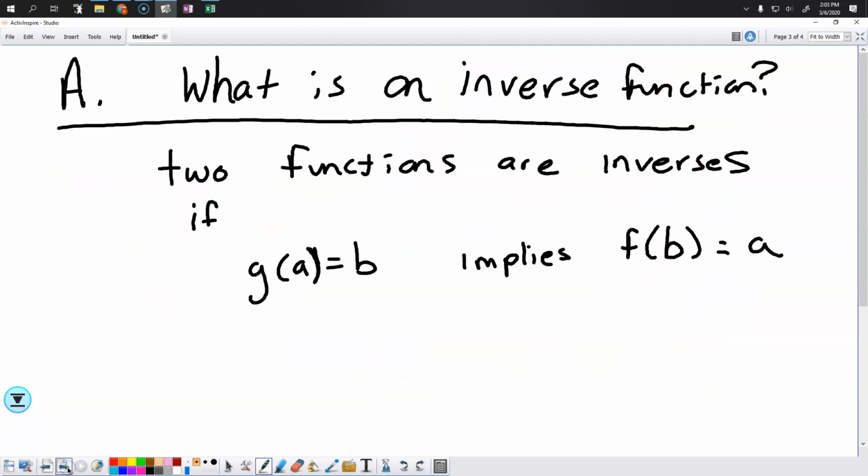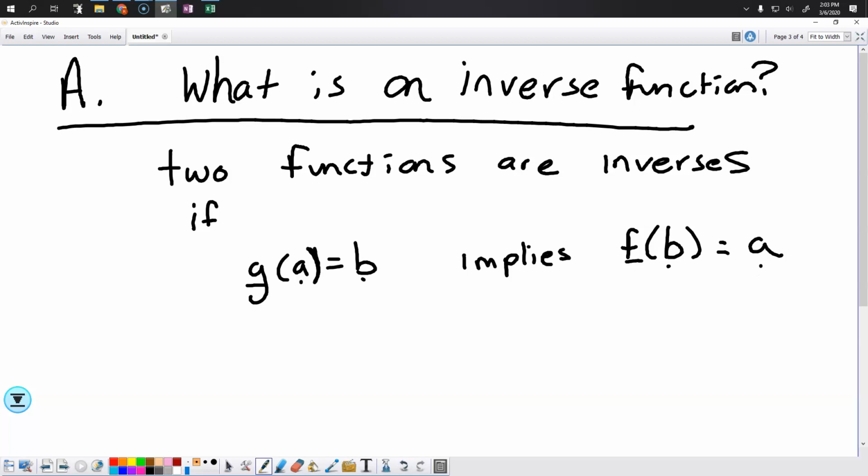So what is an inverse? Two functions, the names of which I just randomly chose, g and f. I'm going to say these two functions are inverses of each other. And here's what makes two functions inverses. With g, if you plug in a and you get b, f is an inverse of that if you plug in b and you get a.